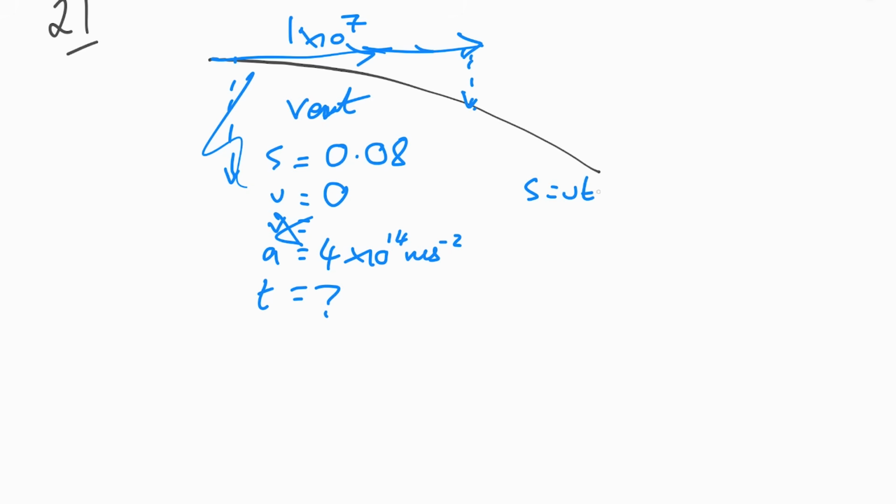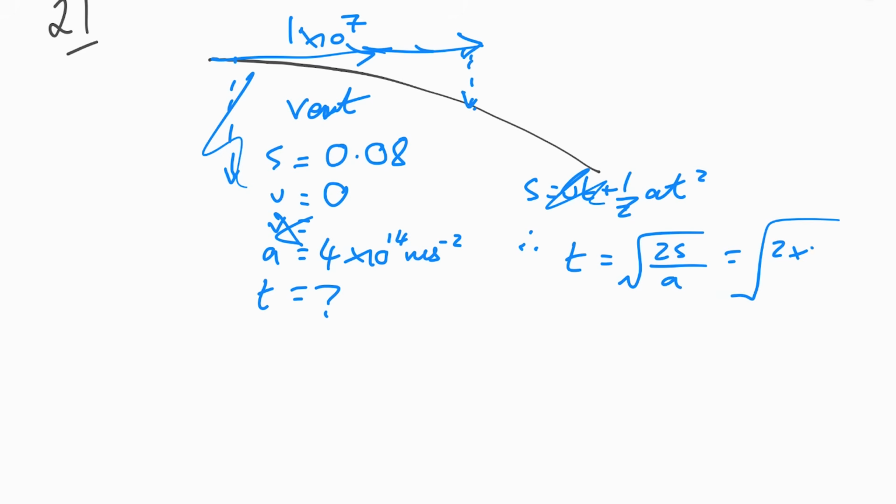So s equals ut plus half at squared, and classically, ut disappears. So therefore, rearranging it quickly, t is equal to the root of 2s over a. And so that's going to be equal to 2 times 0.08 divided by this crazy acceleration.